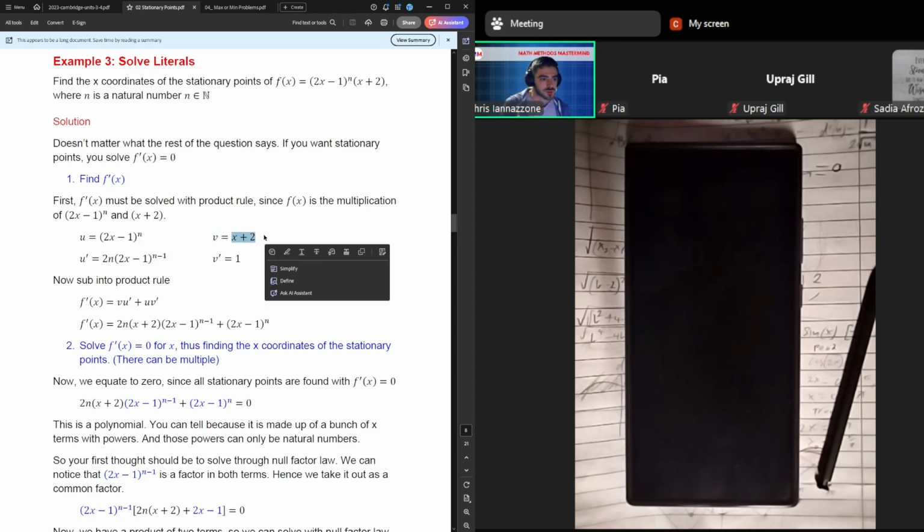But anyway, it'll also be the derivative of v. That's pretty quick. X always just goes to 1, constants disappear.